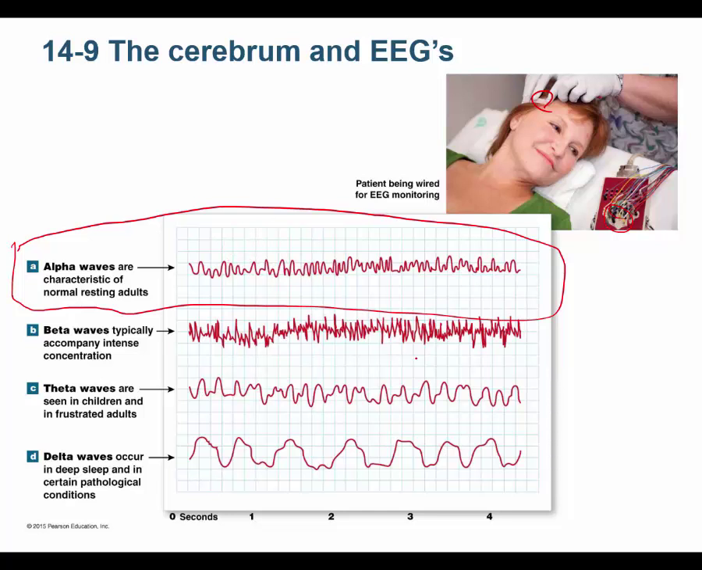Now, if you're concentrating, you're doing your calculus, you're studying for biology, you're going to get these beta waves. Beta waves are when you're intensely concentrating. And you can see the difference between alphas and betas right there.